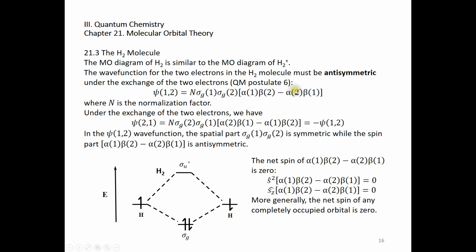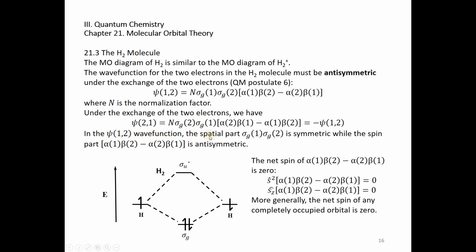Now let's compare this wave function and this wave function. N is the normalization factor. Sigma g2 goes here, sigma g1 goes here. No change in this part versus this part. But if you look at the spin part, alpha 1 beta 2 now becomes negative alpha 1 beta 2. Negative alpha 2 beta 1 now becomes positive alpha 2 beta 1. Therefore, psi of 2 1 is equal to negative psi of 1 2. The wave function is indeed anti-symmetric under the exchange of the 2 electrons.